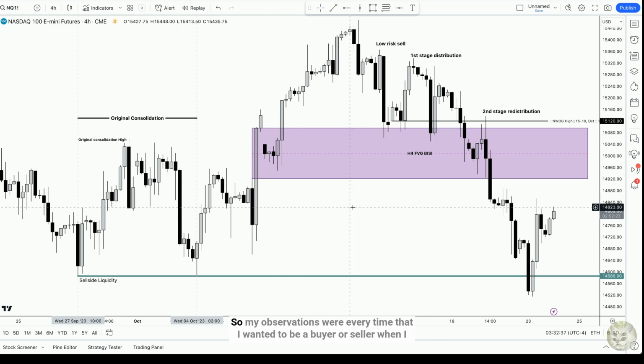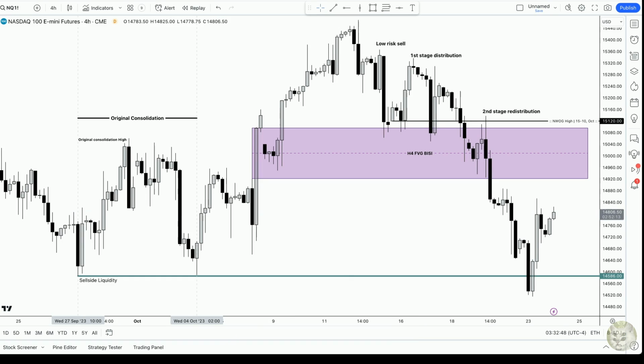So my observations were, every time that I wanted to be a buyer or seller, when I finally figured out short selling, because it took me a long time to trust doing that, if I was going against what I'm about to outline here, I failed.